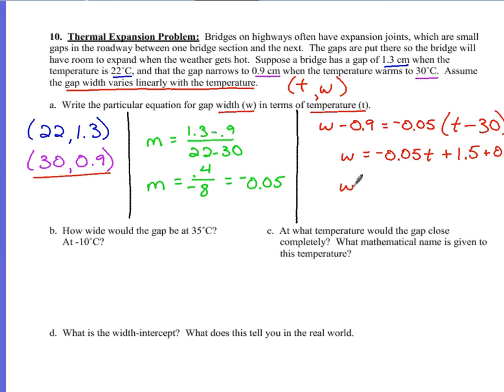Clean this up a little bit more, collect some like terms. Our like terms go together. We're tacking on a 2.4, right? I would say that's a suitable equation. It represents a function here for the gap width compared to the temperature.